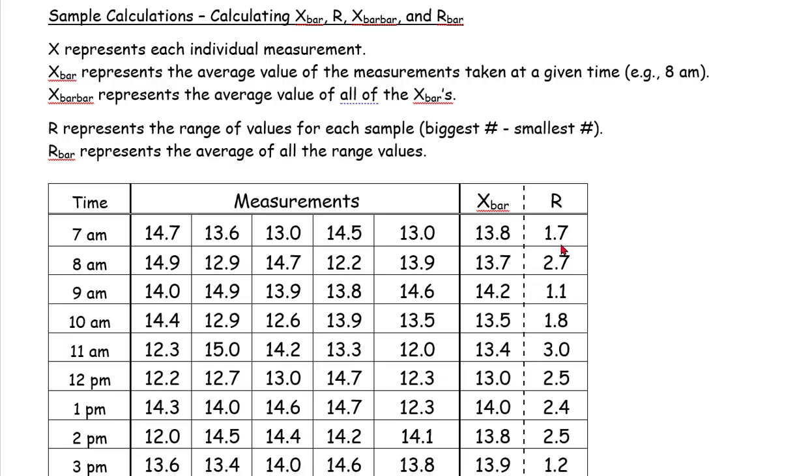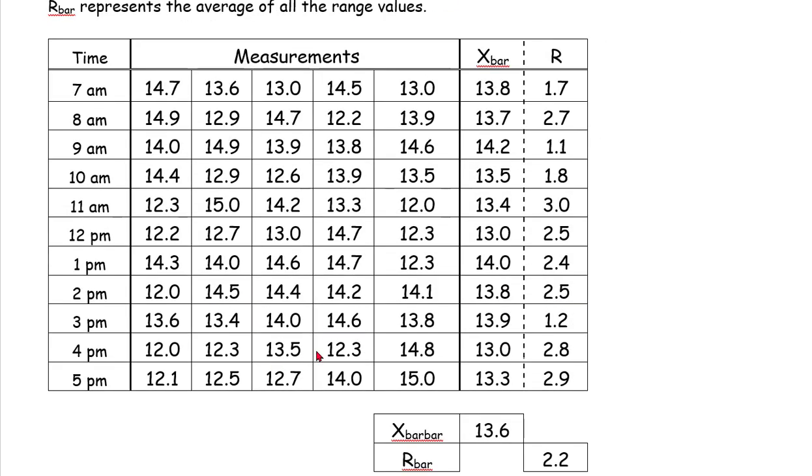And for my range, I come over here and I say, what is my largest number? Oh, 14.7. What is my smallest number? Well, I have 13 here and 13 here, so it doesn't really matter. 13 is my lowest number, and so my range is going to be 1.7. 8 a.m. I do the same thing. Add up these 5 numbers, divide by 5, and my range is going to be my largest number minus my smallest number. Oh, here's 14.9, which is my largest, and 12.2 is my smallest, so that gives me 2.7 range. And you're going to do that all the way down here.